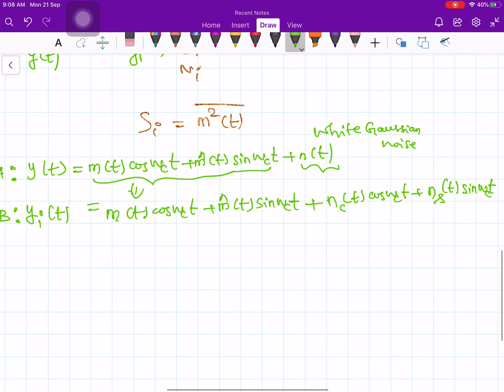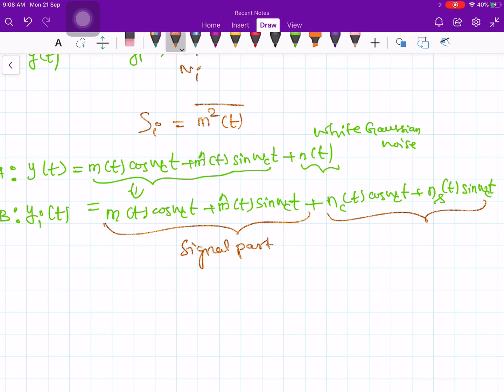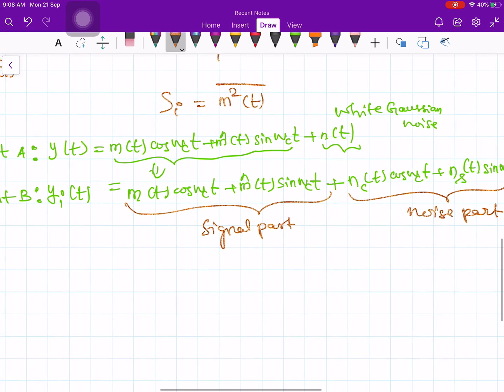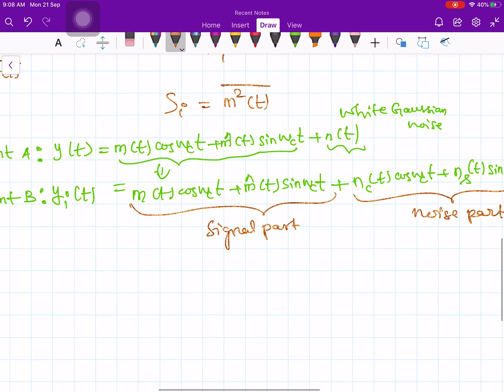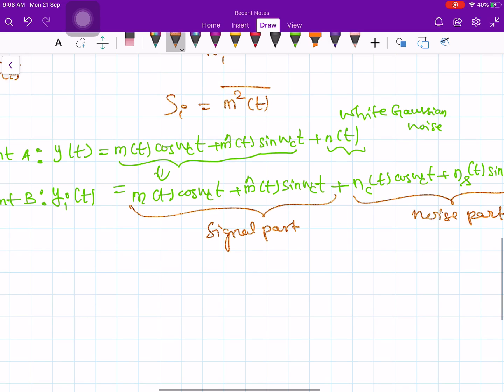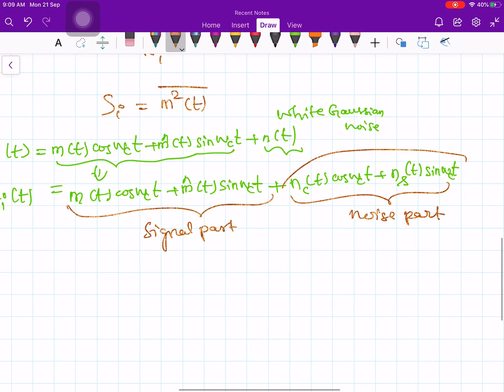So therefore this part represents the signal part, and this one represents the noise part at the input of my demodulator. Okay, and this one is the quadrature representation of the noise that is coming out of the band pass filter at the receiver. This is what we are going to give to the receiver. Now let us combine the in phase and quadrature phase components.